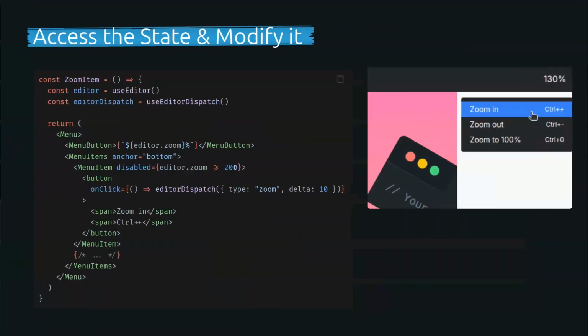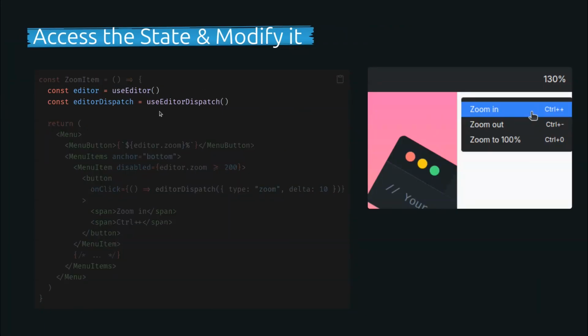Now let's use it. For example, we have on the top right in the navigation the zoom displayed. It's the zoom item. The zoom item uses the editor and the editor dispatch. The editor is used to display, for example, the value in the top right, or for example also to disable the zoom in case we already zoomed in a lot. But we can also modify the state. If we click here, zoom in, we send some action of type zoom with a delta of 10.